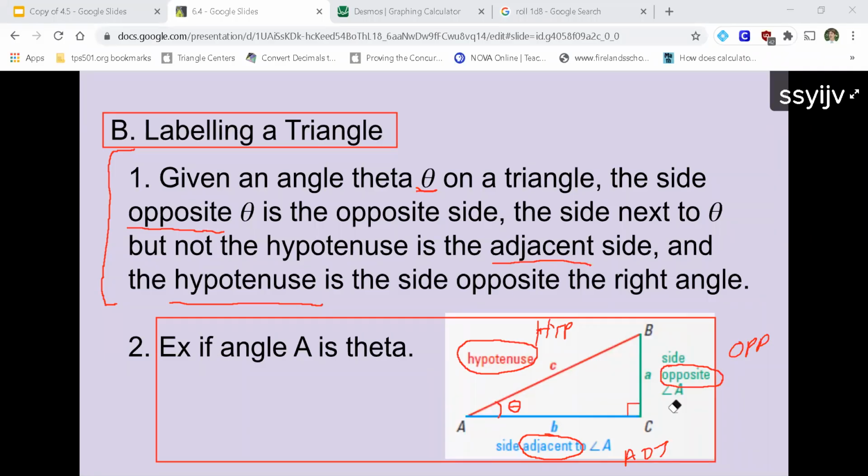But the issue is eventually the prompt will just be solve for X, and they're not going to say the first thing you have to do is label. These are the labels you have to use. Go forth and prosper.